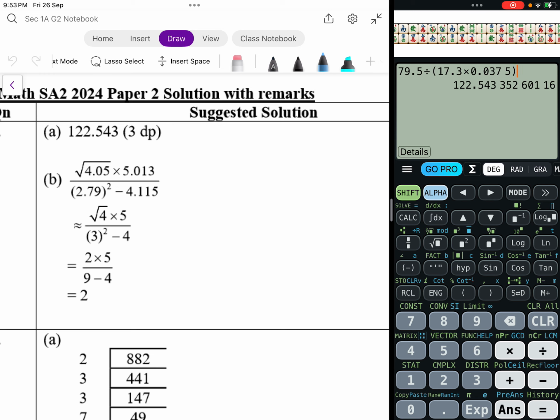Alright, so 122.5433. For 3 decimal points, this is round down. Okay, 12543. Write each number correct to 1 significant figure.